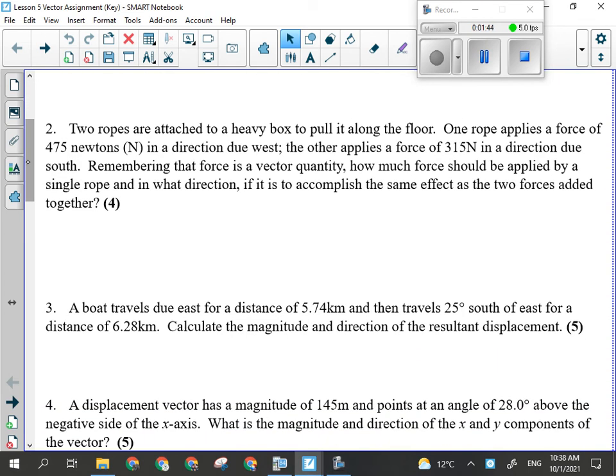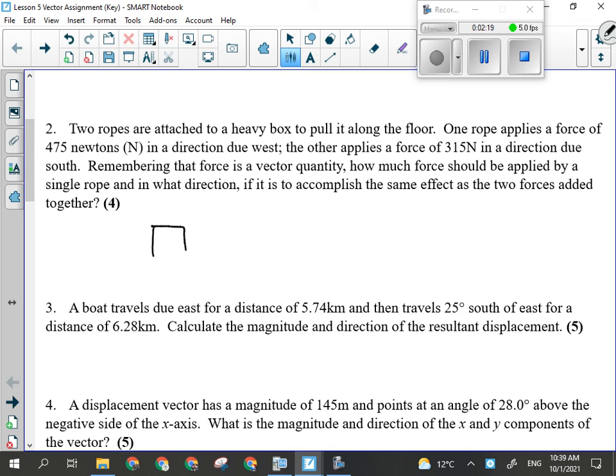Question number 2. People get confused with this one because of the context of the question. Remember that any vector quantity, displacement, velocity, acceleration, or in this case, force, all vector quantities are added in the same way. That is, they are drawn tail to head. But what often happens with this question is people picture it in their minds, which is actually a good thing, but they draw it the way it looks in reality.